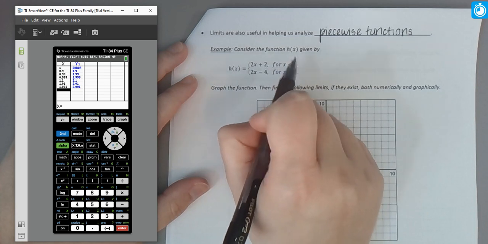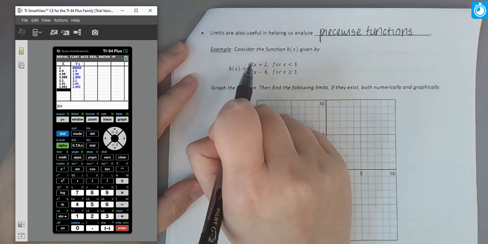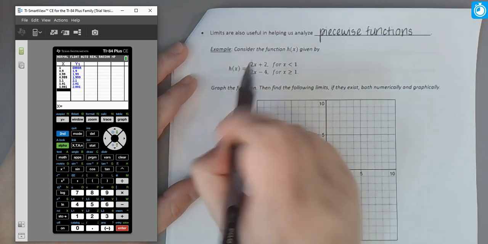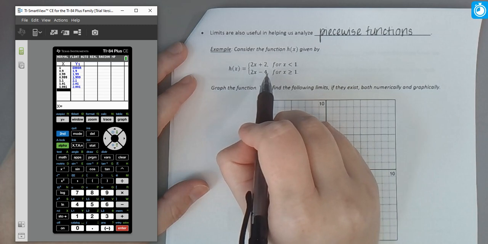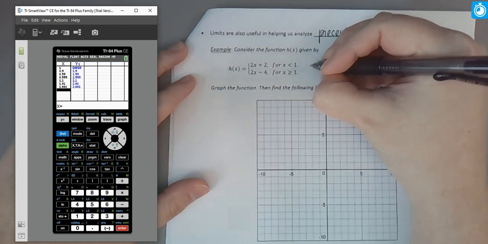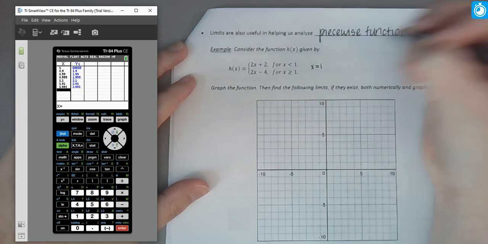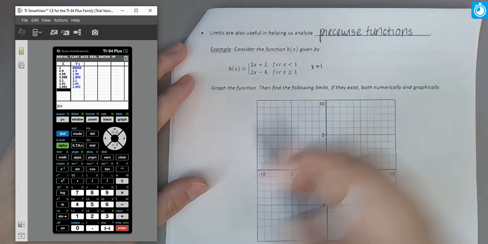And then if x is less than 1, so for any x value less than 1, this would be the rule you would use to evaluate the function. For any x value that's greater than or equal to 1, you would use this rule instead. Notice what we're splitting around, though, is x equals 1. So something's happening there at x equals 1. That's where we split and move from rule 1 to rule 2.